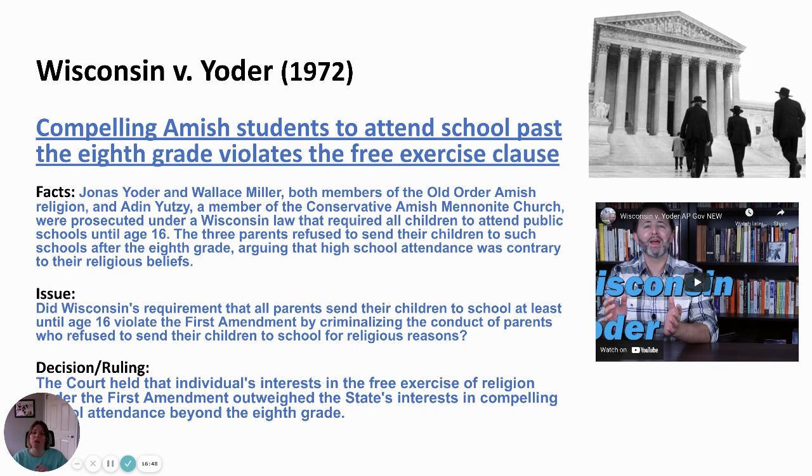Okay, another case relating to freedom of religion. So we're still in the First Amendment, and this focuses on the Free Exercise Clause. The first part of the First Amendment says Congress cannot establish a religion. And then the second part basically says that they cannot prohibit the free exercise of your religion.